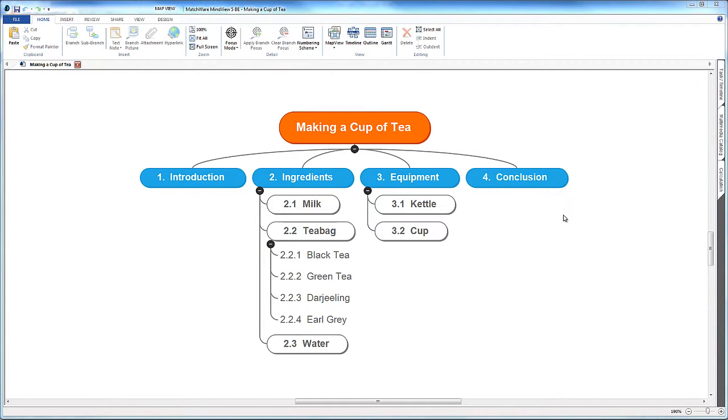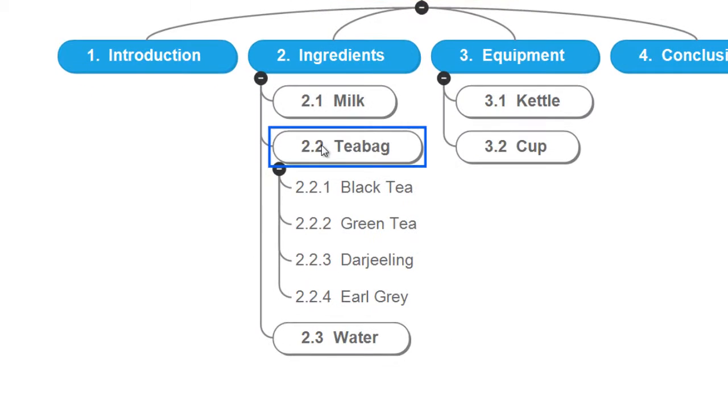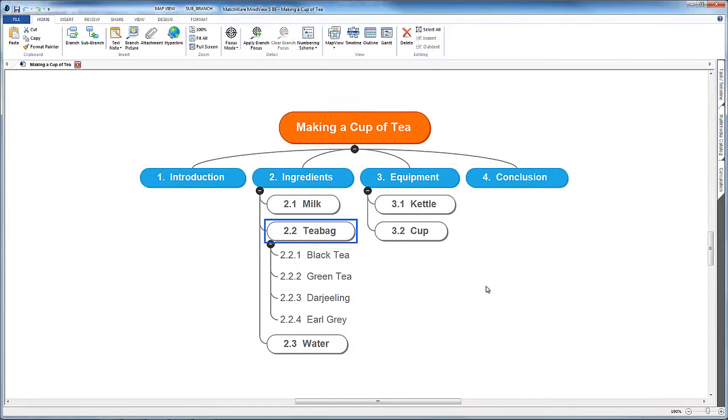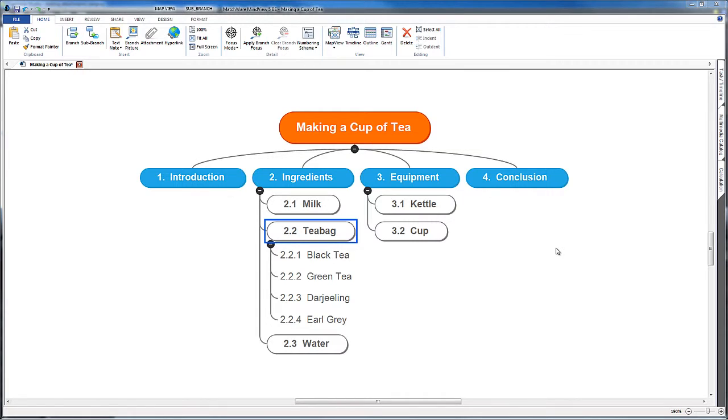Now, this video follows on nicely from the first video about planning an essay. Those of you that have watched it will see that I've expanded on my tea bag section here. So I've got all different types of tea in my map now. And I want to add some attachments. So here I'm thinking documents, research papers, things that I need to read to complete my essay here.